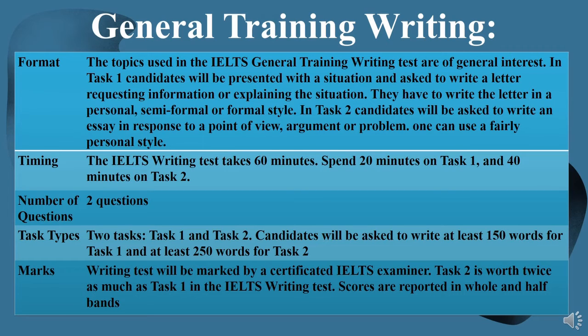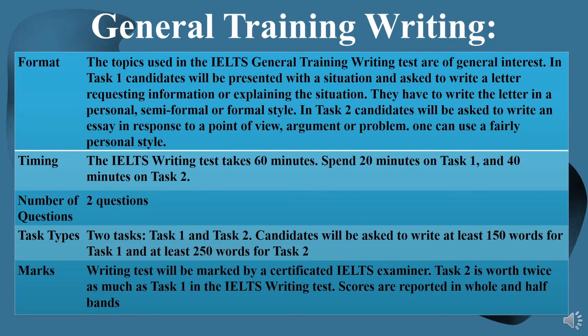The IELTS writing test takes 60 minutes. Students can spend 20 minutes on Task 1 and 40 minutes on Task 2. While these candidates can also manage their own time so that they can move on to Task 2 after 20 minutes only. There are total 2 questions in IELTS General Training Writing Test. There are 2 tasks, Task 1 and Task 2.